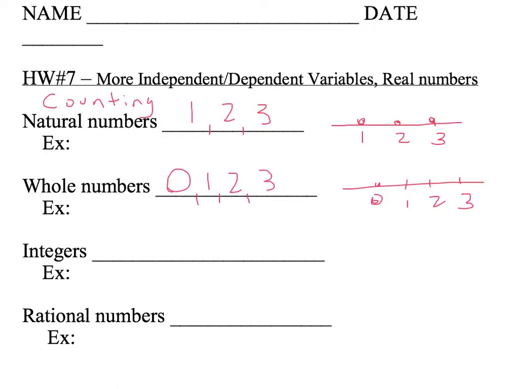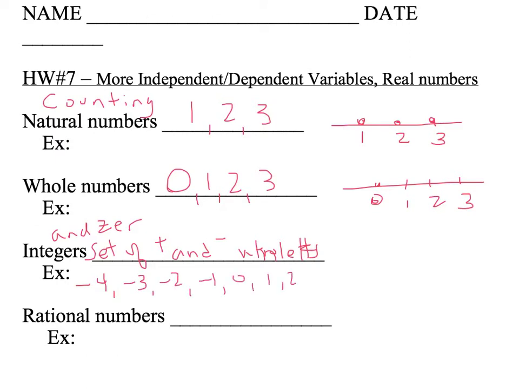Integers are the set of positive and negative whole numbers, and 0. So that would look like -4, -3, -2, -1, 0, 1, 2, etc. On a number line, here's 0, here's 1, here's 2, here's -1, here's -2, all of these numbers. Those are the set of integers.